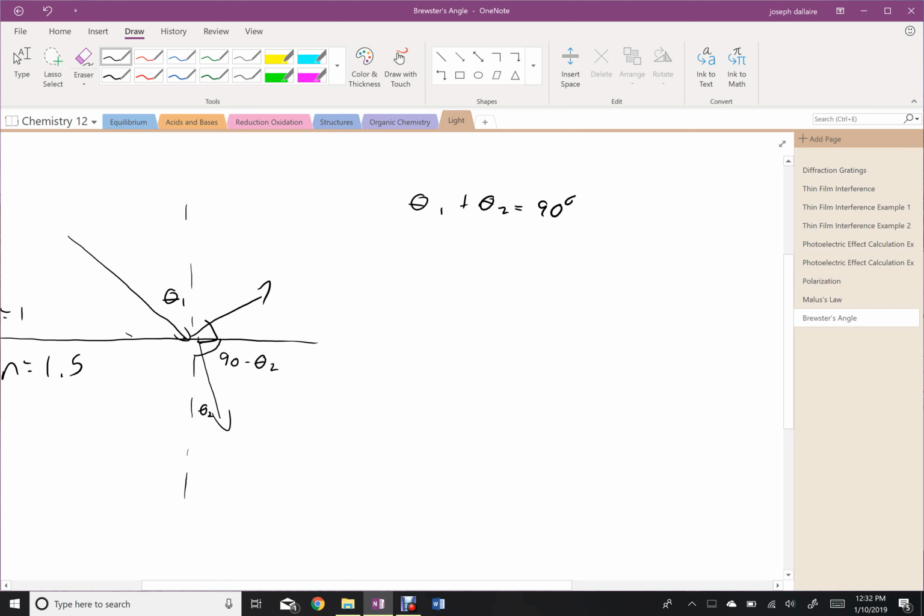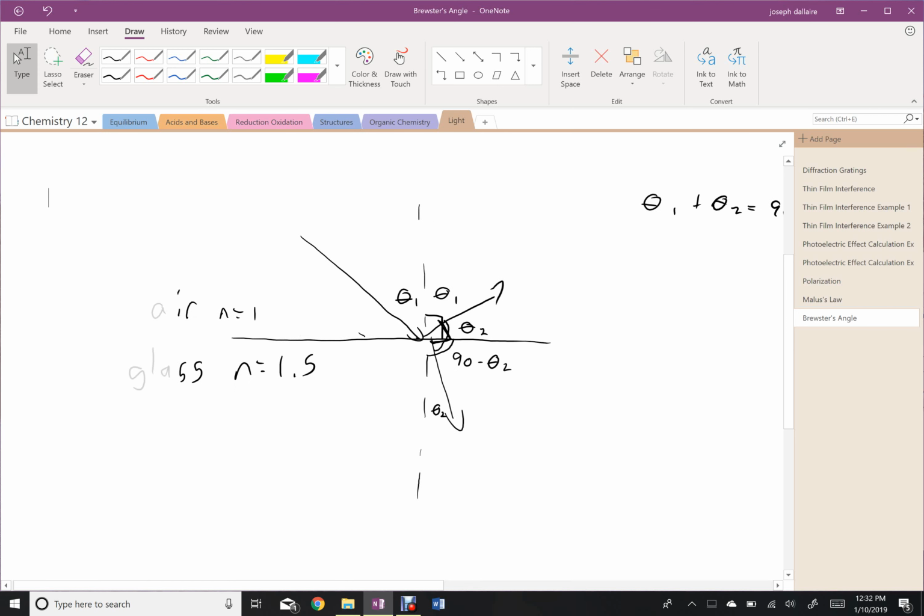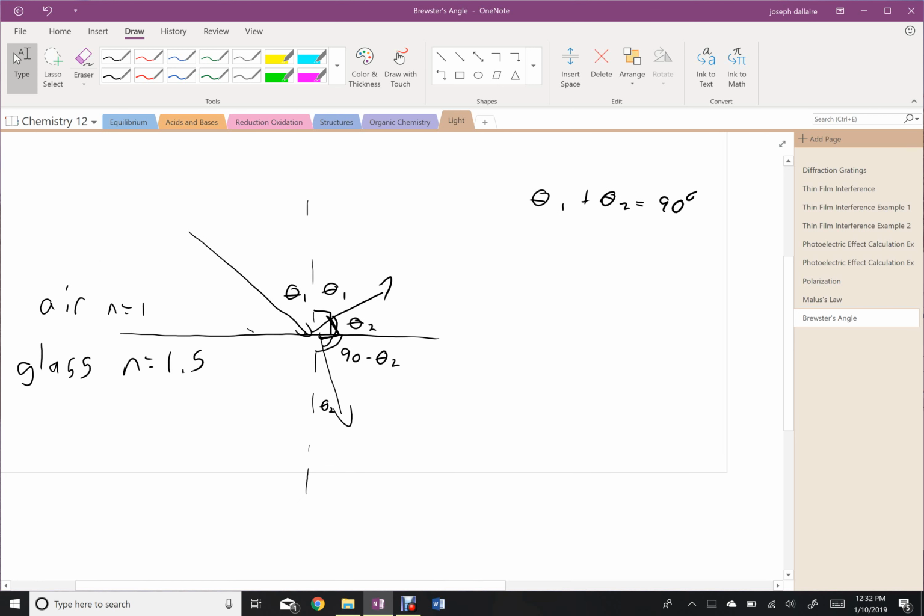Okay? And then if I go from here to here, recognizing that this is 90 degrees, if this is 90 minus theta 2, then this right here is going to be theta 2. If we remember our law of reflection, theta 1 coming in and the ray bouncing back out, then this is theta 1 as well. And then finally, if I look at my last 90 degrees here, theta 1 plus theta 2 have to add to 90 degrees.